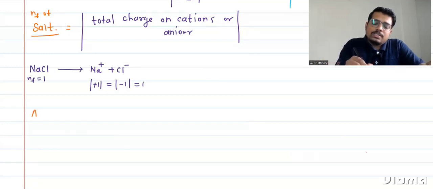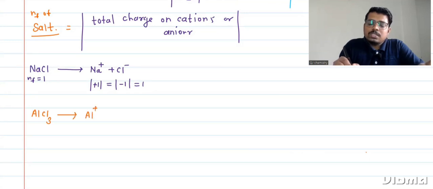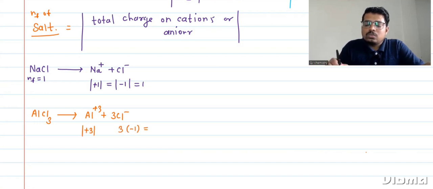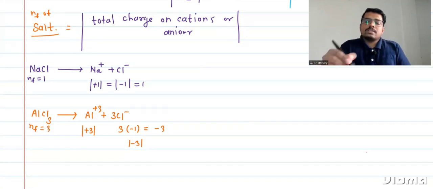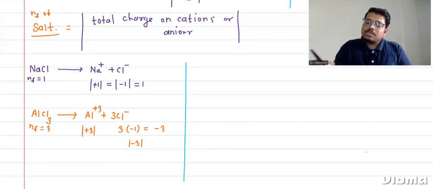Next example is AlCl3. AlCl3 on dissociation gives Al3 plus ion plus 3 Cl minus. Now here, what is the charge on cation? The charge on cation is +3, while total charge on anion is 3 into -1, which is equal to -3. So take the mod of -3 for n factor calculation. So n factor of AlCl3 is equal to 3. Next example is aluminium sulfate.